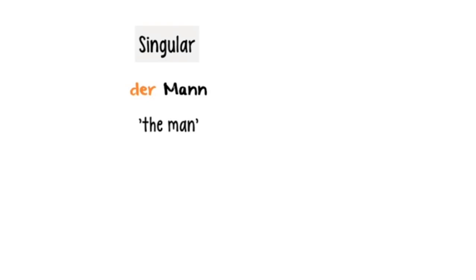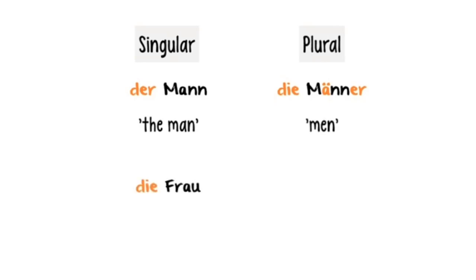Now let's have a closer look how the noun is changing from the singular form to the plural form. Let's start with the singular form of the word der Mann, which means the man. In the plural form, der Mann is changing to die Männer, which means men. In the second case, we have the word die Frau, which means the woman. In the plural form, it changes to die Frauen, which means women. Der Mann, die Männer, die Frau, die Frauen.